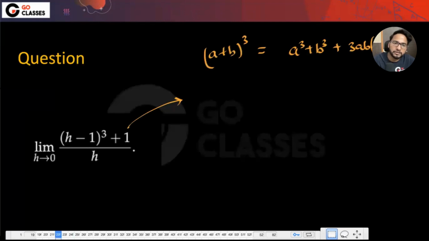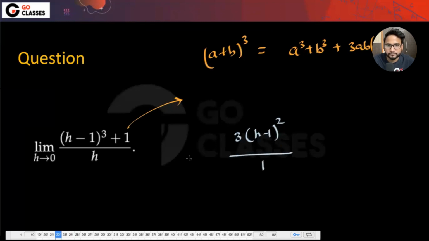So do you want to solve this question using L'Hopital? Okay. So this will be 3 into, if you differentiate this, 3 into (h minus 1) square upon 1. So now the answer will be 3. Okay. सही है ना? h equal to 0. हाँ. Okay.